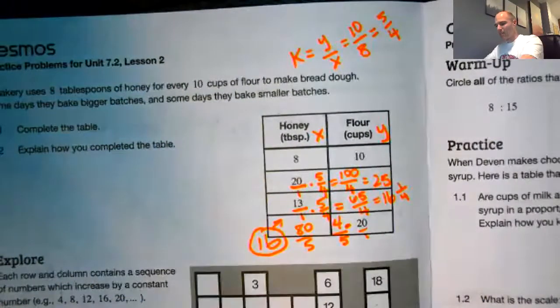All right, so the last thing is this explore thing that kind of looks like a crossword puzzle where you got to find these patterns. I think both me and Mr. Wong decided that this is going to be extra credit for both of our classes. So if you want to tackle this, go for it. Give yourself that challenge. If you don't, then you can skip it.